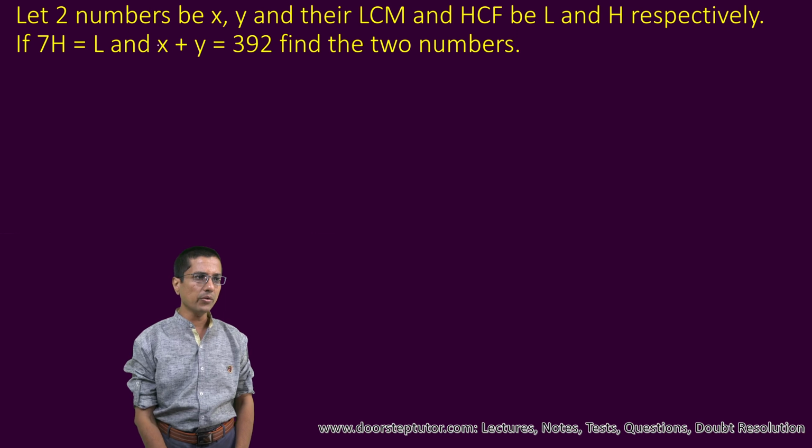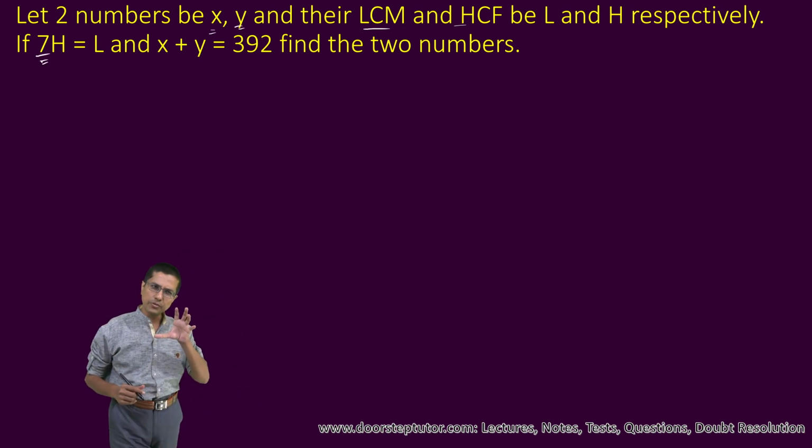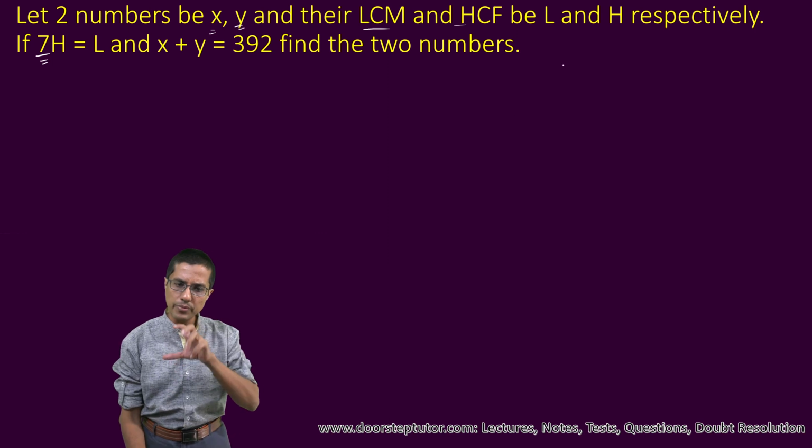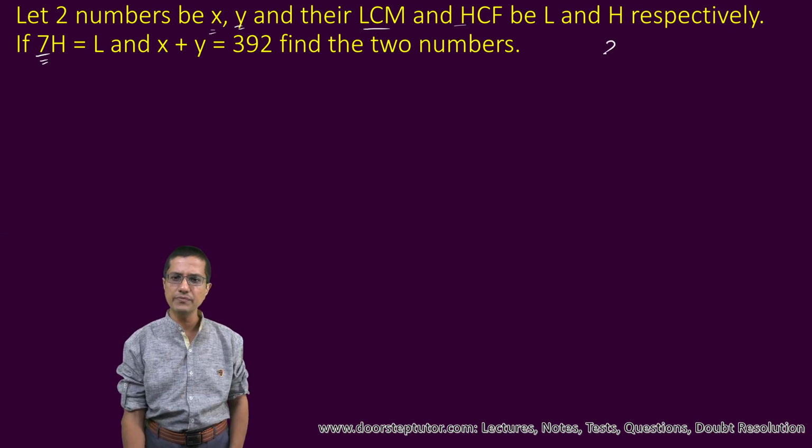So here we have been told that there are two numbers x and y, and their LCM and HCF satisfy this relationship, which is 7 times the HCF is equal to LCM. So before we actually solve this problem, I want to bring out a result here. Now let's take two numbers, 2 and 14.